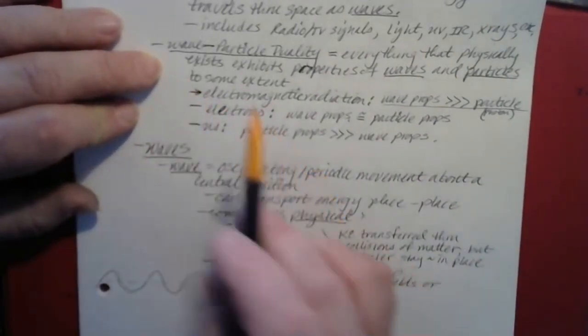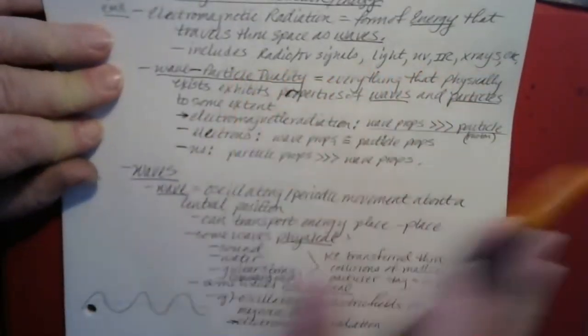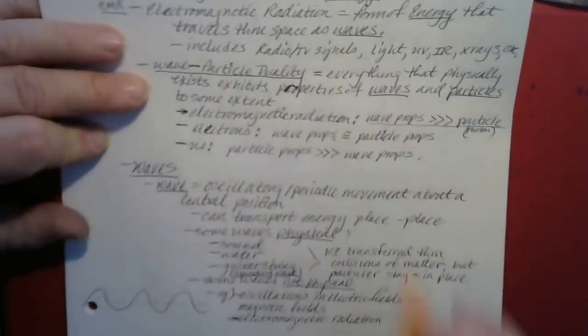We'll get to that electromagnetic spectrum, which is the sum total of all of the different forms of electromagnetic radiation, a little bit later. So we'll go into that in more detail in a while.